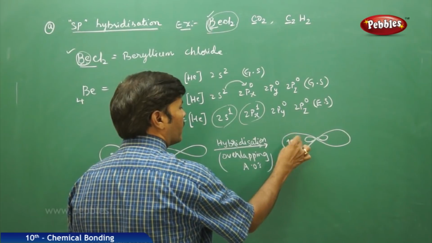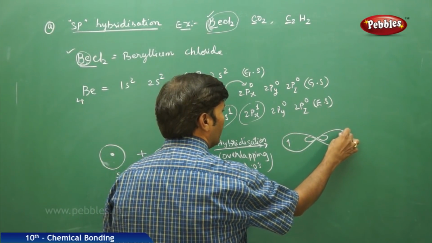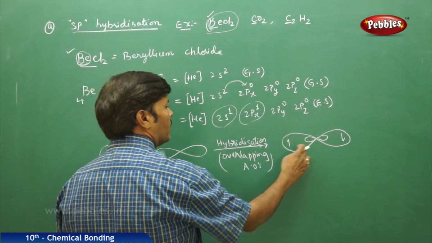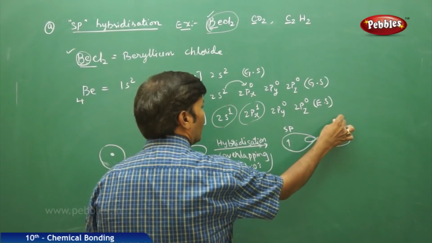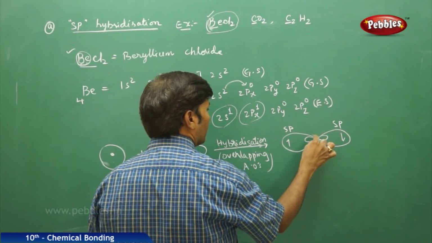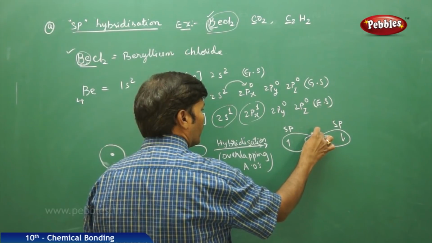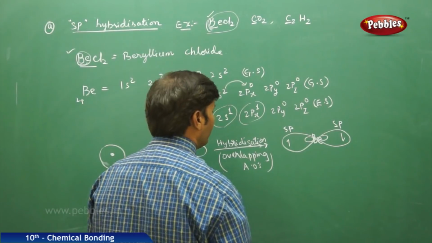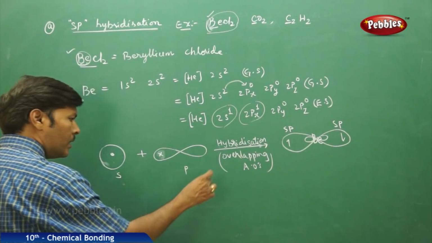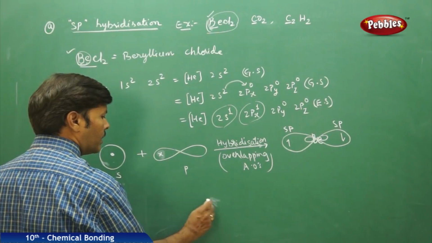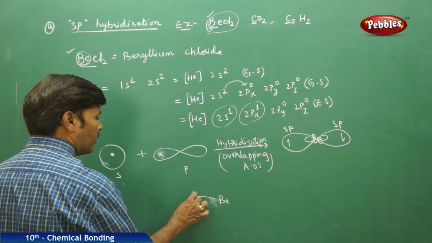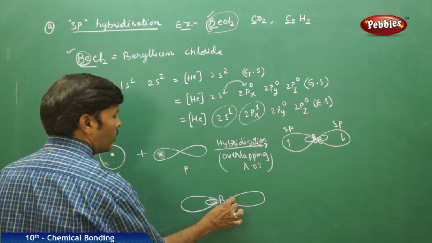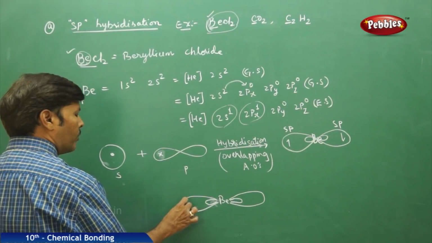One hybrid orbital contains one unpaired electron, another hybrid orbital also contains one unpaired electron. Both of them have opposite spins. So here this is one sp hybrid orbital and this is also one sp hybrid orbital. These two sp hybrid orbitals belong to beryllium, so I have made a note of beryllium like this. This is beryllium. So take the beryllium, the first sp hybrid orbital, and the second sp hybrid orbital, which contain two unpaired electrons.